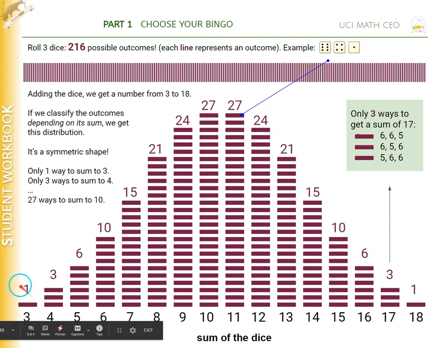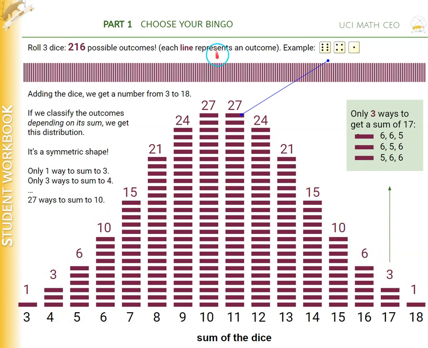And so, for example, as we already noticed, getting a 3 as a sum, there's only one way. And so 1 would be the frequency of all these rolls that get me a 3 in the sum. Similarly, for a 4, there's only 3 outcomes. And this is symmetrical, so that's really good, this shape. So here would be the mirror.